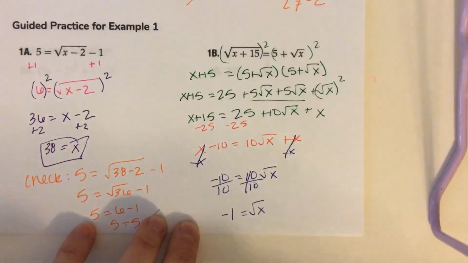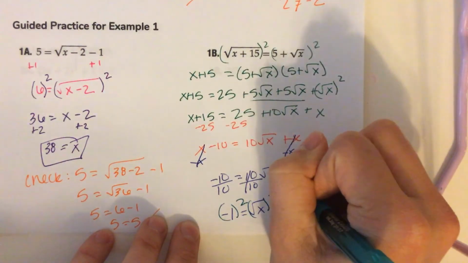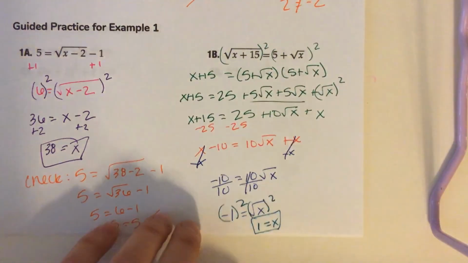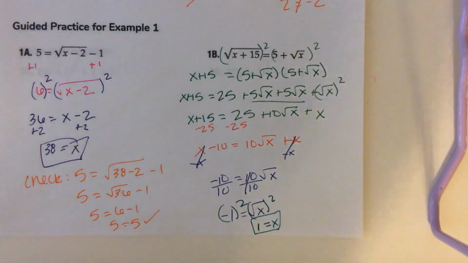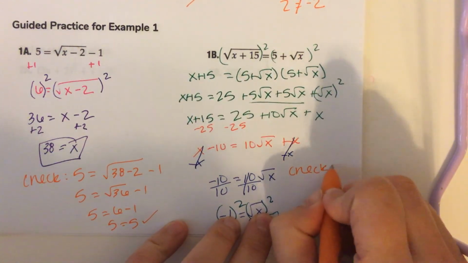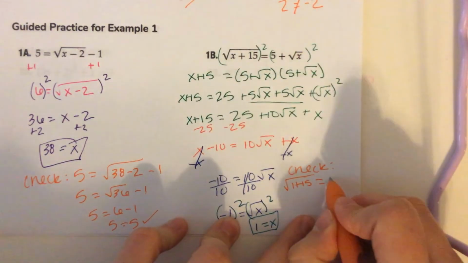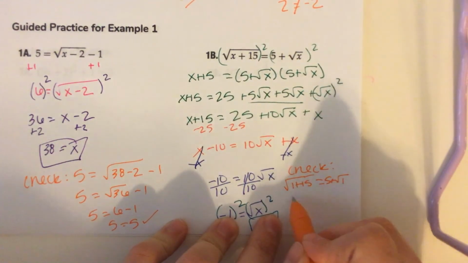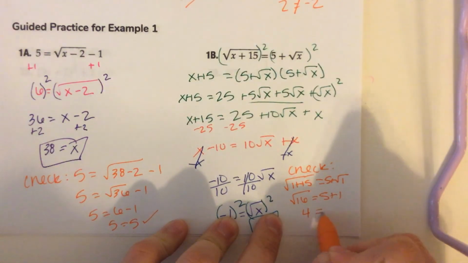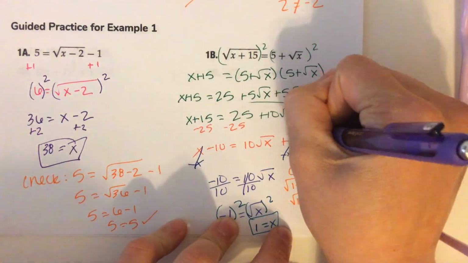To get rid of that square root, I square both sides. -1 squared is just 1. So I got x equals 1 there. So then if I check my answer, hopefully this is a little bit easier to check. I just have to plug 1 in for everything. So I get the square root of 1 plus 15 equals 5 plus the square root of 1. This changes to the square root of 16 equals, well, that's just 5 plus 1. So I get 4 equals 6. This is not true. So there's actually no real solution for this problem.